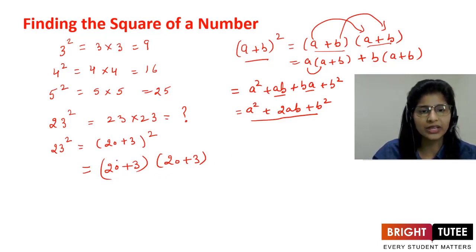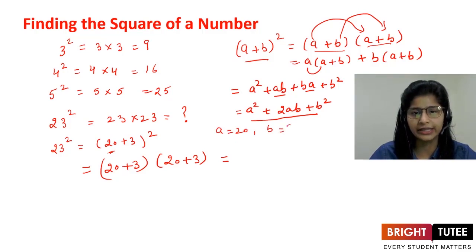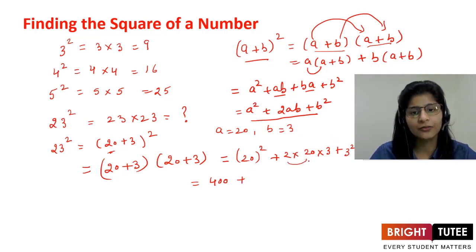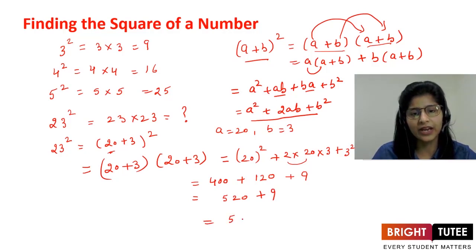Okay, so we can directly apply the formula. It is a square. a is here 20, and what is b here? It is 3. So a square, that is 20 square, plus 2 into a, which is 20, into b, which is 3, plus b square, which is the square of 3. So 20 square is how much? 400, plus 2 into 20 is 40, 40 into 3 is 120, plus 3 square is 9. So you see, 400 plus 120 is 520, plus 9, and it gives us 529.